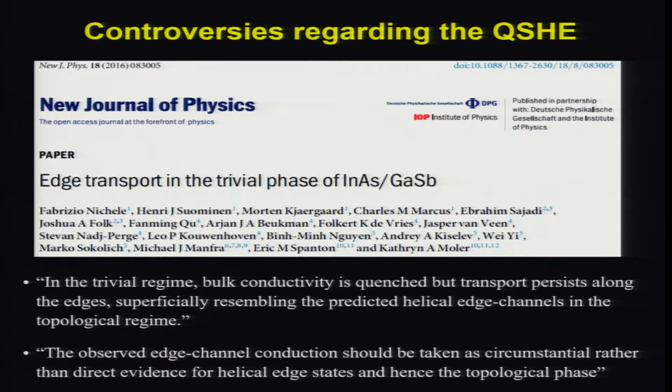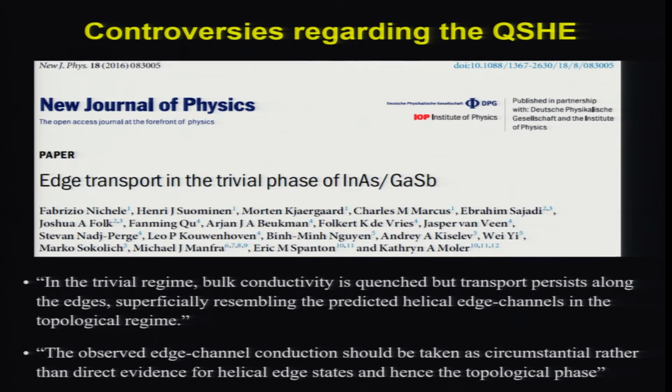There were 5 groups from different places in the world, led by Charlie Marcus, Leo Kouwenhoven, George Falk, Marco Soklich, and Ken Moller, very highly respected groups in mesoscopic physics. They claimed that in this topologically trivial phase of the indium arsenide/gallium antimonide quantum well, they found a very similar edge state conduction. So here I took 2 sentences from this paper.